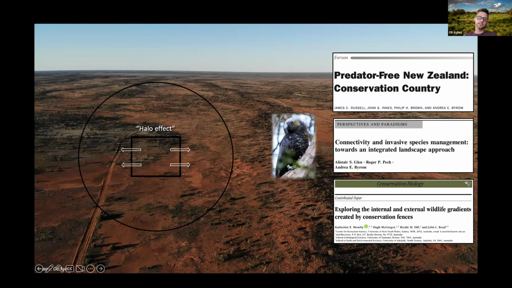So we wanted to look at this and see, well, do bats exhibit this halo effect? Are there more bats inside because there's less predation pressure? There's also less herbivory. Are they utilizing these sanctuaries? And then what we would expect to see is a decline in bat activity as we move further away from the reserves.